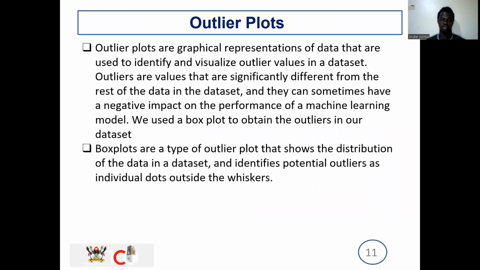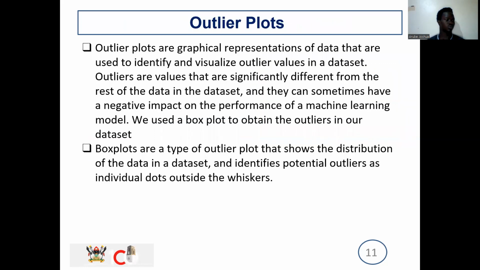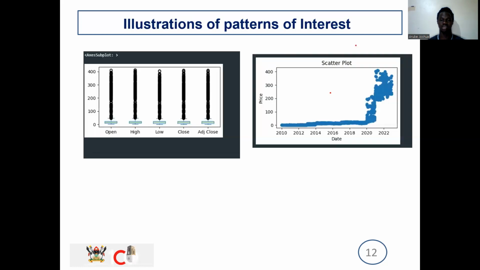Then outlier plots. As I told you before, we're able to determine outliers from a box plot. In this case, we determined them using the box plot which I earlier showed you. The outliers usually lie above the whiskers of a box plot. Let me give an example on the next slide, the illustrations of patterns of interest.